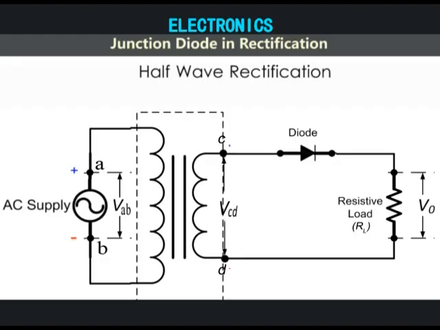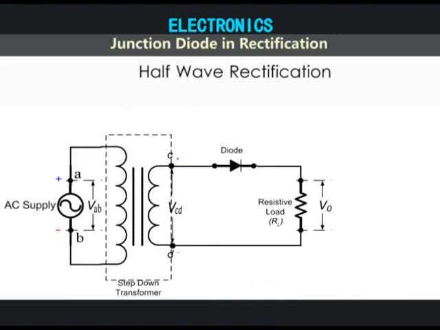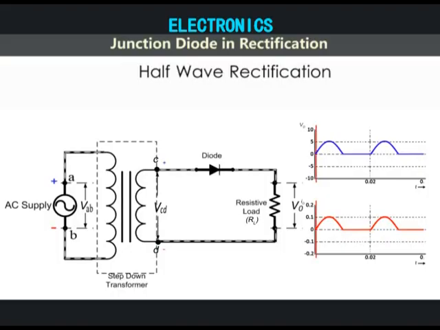During the positive half cycle, the terminal C is positive and D is negative. Under this condition, the diode is forward biased because the anode is at a higher potential with respect to the cathode. So the diode behaves like a closed switch, allowing a current to flow through the load. The current varies in magnitude as shown here, just like the voltage.